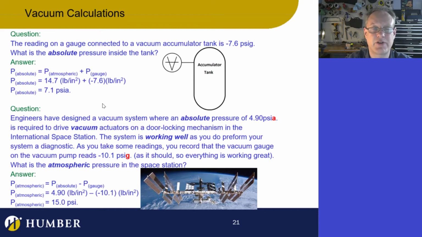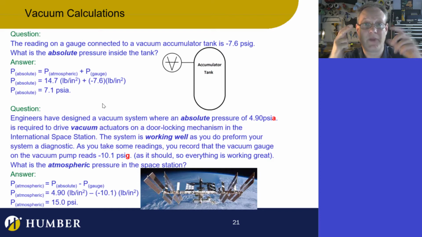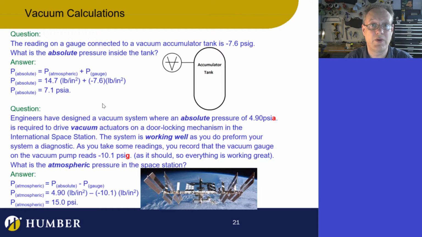What is the atmospheric pressure in the space station? Well, to calculate atmospheric pressure, we need gauge pressure, whether it's a vacuum or a pressure. We need gauge pressure, we need absolute pressure, and we need the atmospheric pressure. We've got the gauge pressure and we have the absolute pressure, so let's calculate the atmospheric pressure. We just throw that into our formula. We know our absolute pressure, and we know our gauge pressure. We'll put it together. It's minus a minus, so that's plus. So it's 15 psi A. That should actually say psi A.